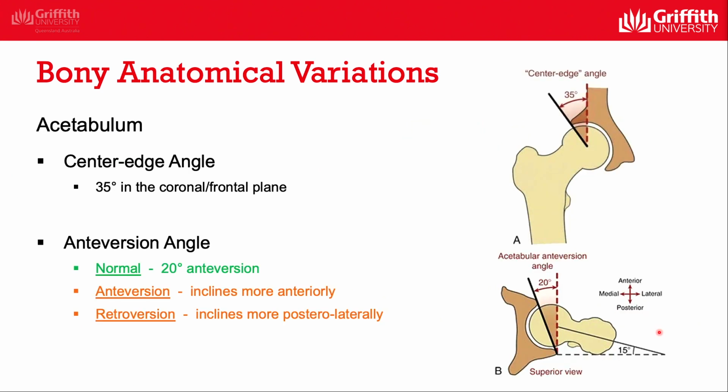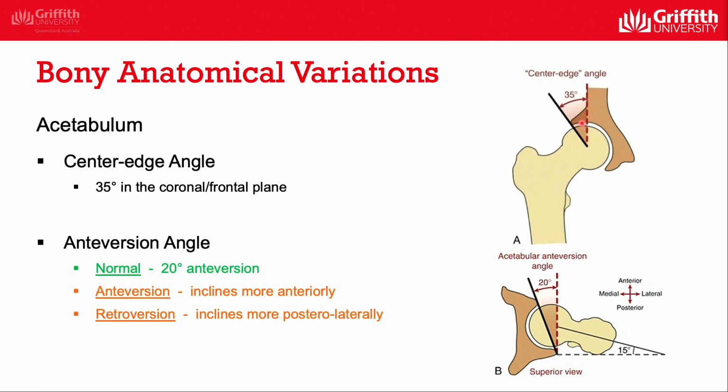If we look at the bony variations in the acetabulum from our frontal view, you will see that there is an angle of inclination here, or a center edge angle of about 35 degrees. This angle at the acetabulum, okay, so this is the acetabular angle here that we're talking about, increases the surface area or the contact in the socket. So this helps to increase the stability at the hip joint.